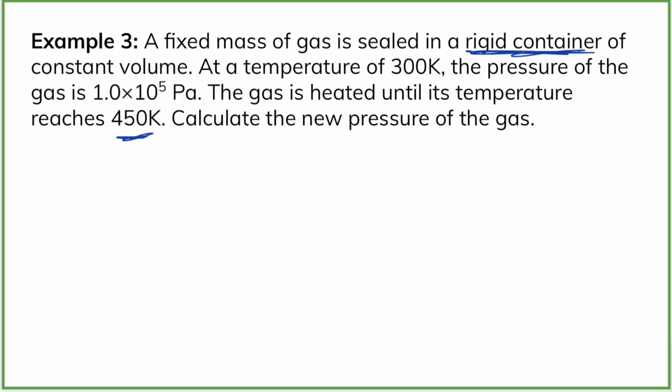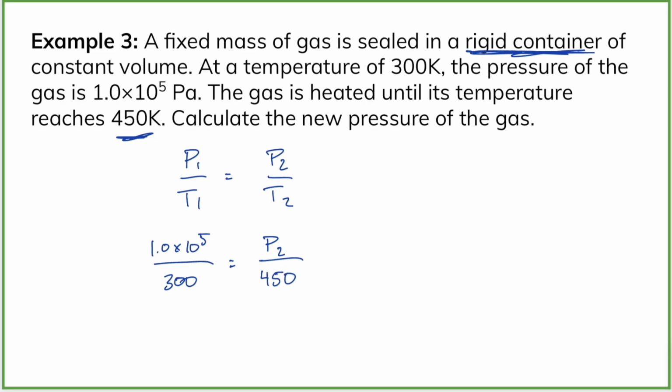Calculate the new pressure. And so we can use that relationship, P1 over T1 equals P2 over T2. And so we have 1.0 times 10 to the 5 over 300 Kelvin. It must be in Kelvin. If this was in degrees Celsius, we would have to convert it. And we want to calculate the new pressure, given that the new temperature is 450 Kelvin. And so if we multiply both sides by 450, we get the new pressure: P2 is 1.5 times 10 to the 5 pascals.